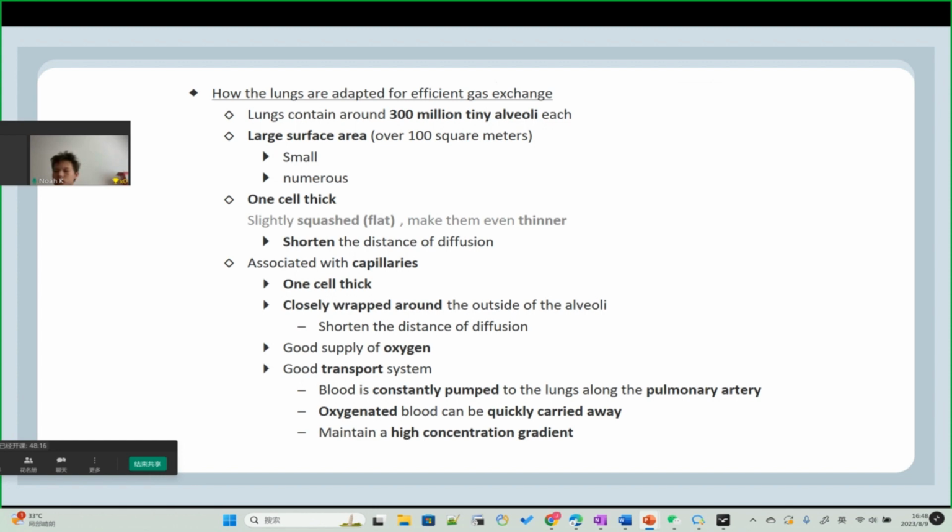And we say that the oxygenated blood can be quickly carried away. So it's like the blood is giving carbon dioxide to the alveoli, and alveoli are returning oxygen into the blood. Does it make sense? Yeah.